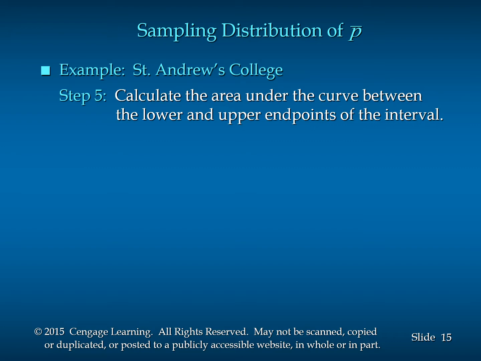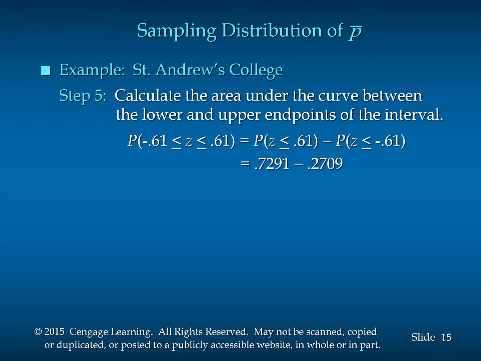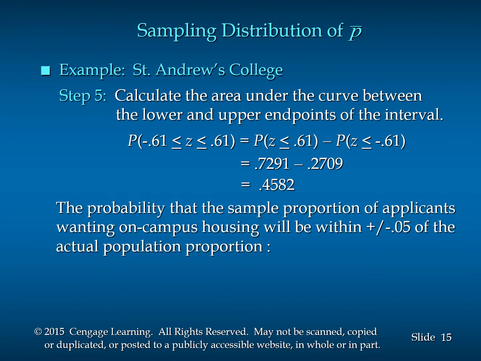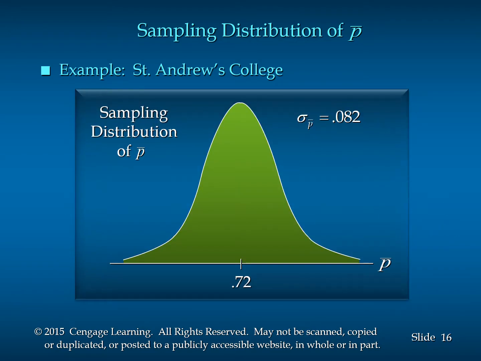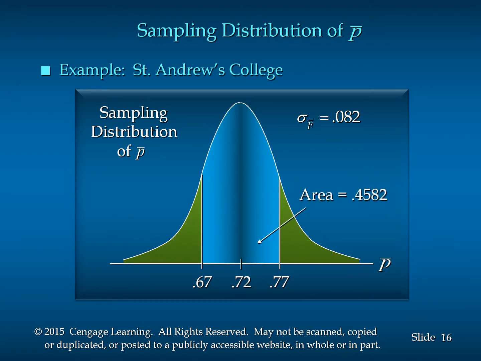The area, or the probability between those two z values, and therefore in our interval around the population proportion, is 0.4582, approximately 46%. Therefore, we conclude that there is a 46% probability that any sample will have a proportion within plus or minus 0.05 of the population proportion. In other words, between 0.67 and 0.77.